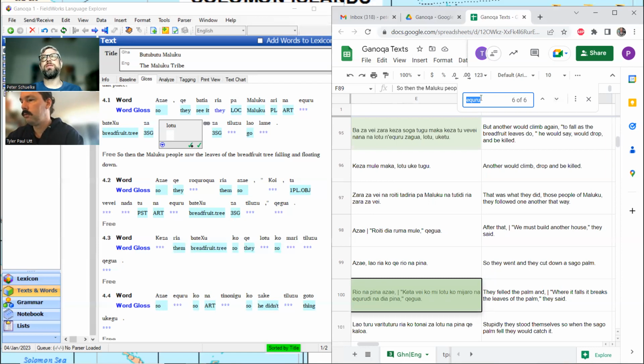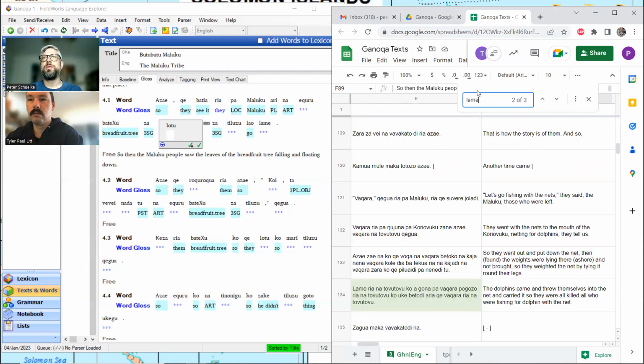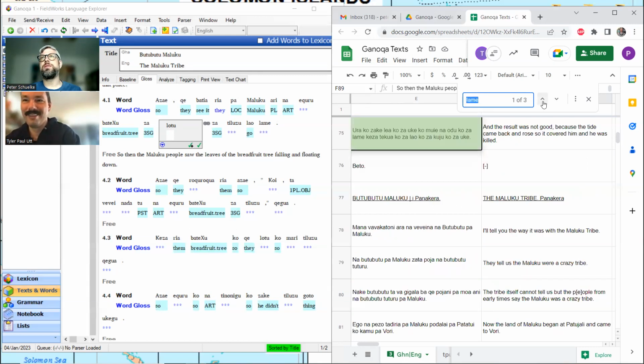The only one we haven't confirmed is Lame. So let's look for Lame right quick. Two or three times. The dolphins came and threw themselves into the net and carried it. Lame kind of sounds like come now. And the result was not good because the tide came back and rose over. Came back. Yeah, we have this Keza for kind of like, yep, could have two synonyms stuck together there. Serial verb. Yeah, I think we get serial verbs a lot.